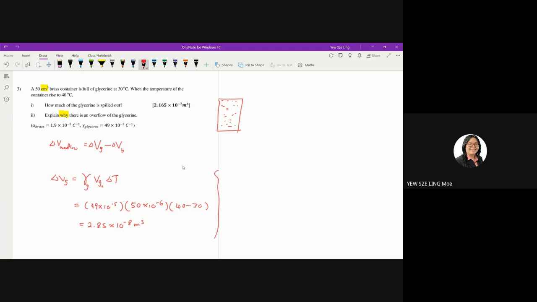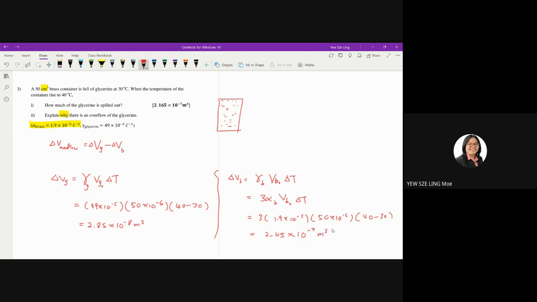Now I'm going to repeat the same thing for the container. So delta Vb equals gamma B times Vb initial times delta T. If you look at the question, once again you're given alpha, and now we are looking at volume. So you need to know that gamma is equal to 3 alpha. So this equation can be rewritten as 3 alpha B Vb initial delta T. So it is 3 times 1.9 times 10 to the power of -5, and then the initial again is 50 times 10 to the power of -6, change in temperature 40 minus 30. So it is equal to 2.45 times 10 to the power of -7 m cubed.